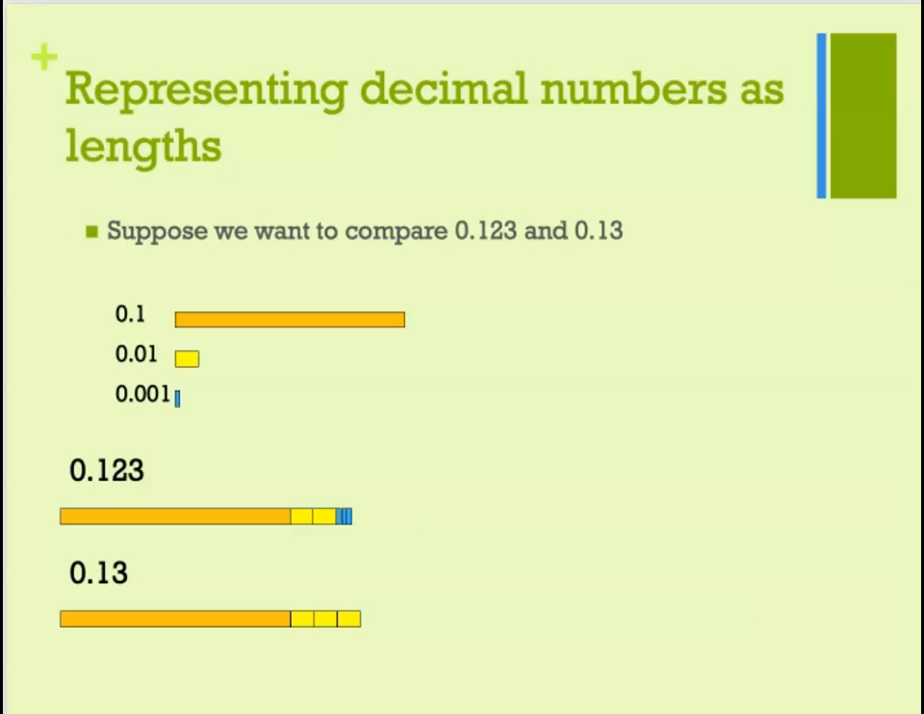We can do it again with 123 thousandths and 13/100ths. In the tenths place, you could see we would use 1 orange rectangle for both of them. In 123 thousandths, you would use 2 yellow rectangles for the hundredths and 3 blue rectangles for the thousandths, whereas in the 13/100ths, you would just use 3 yellow rectangles. They're close in length, but I hope you can tell that the 3/100ths is longer than those 3 thousandths. So therefore, 13/100ths is larger.